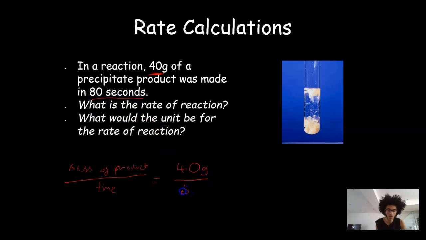So I do 40 grams divided by 80 seconds, and that gives me 0.5 grams per second. What that's telling me is that for every 1 second, I make half a gram. So if 80 seconds elapse, I make 40 grams, which makes sense. So that's the mean or the average rate of reaction in this particular case.